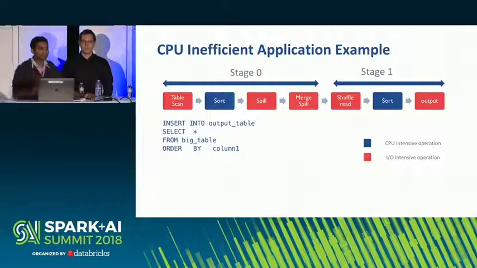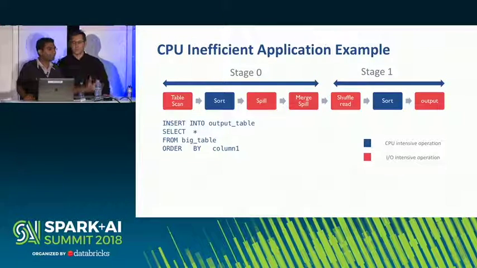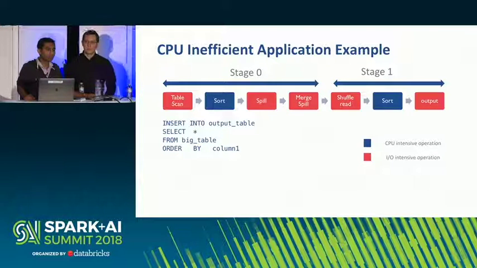And now let's take an example of what can make a Spark job CPU inefficient. We have a very simple query over here. Basically, what it is doing is reading a big table, sorting all the rows by a particular column, and inserting the data into an output table. So on a very high level, the job will be split into 2 stages and will have multiple sub-stages as shown in the figure.